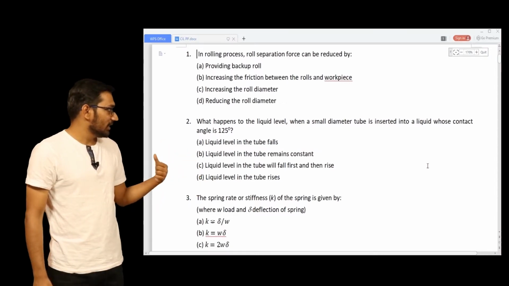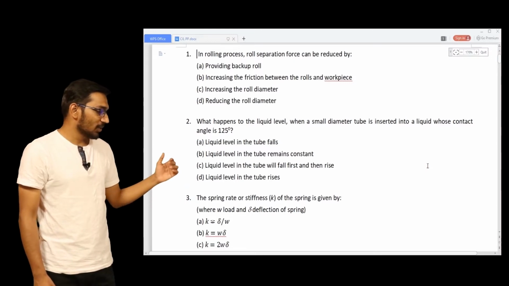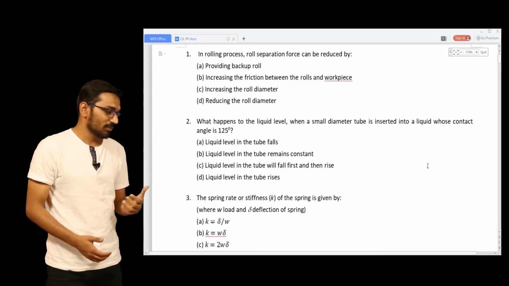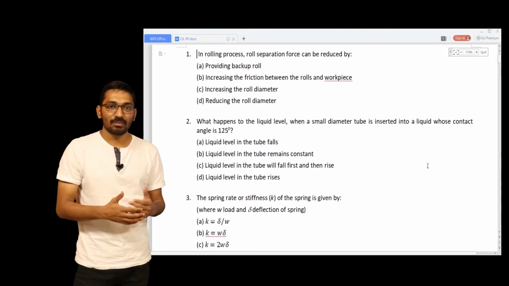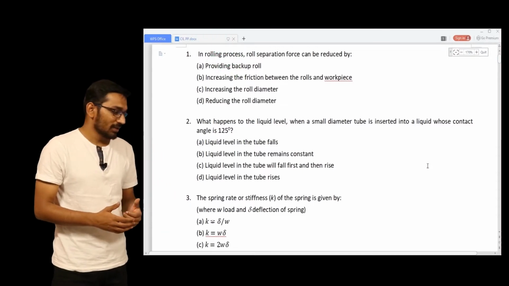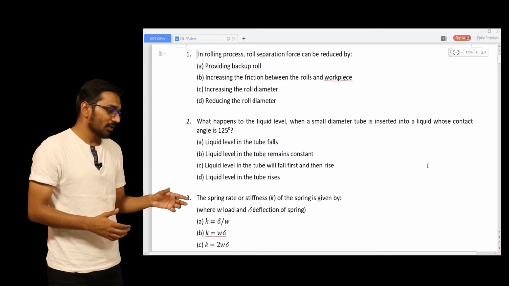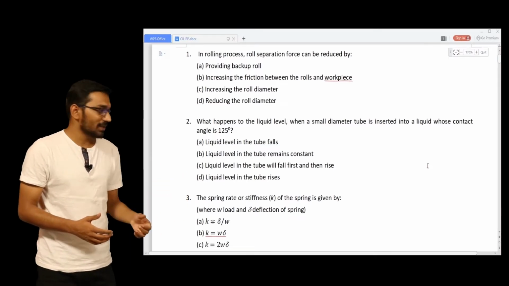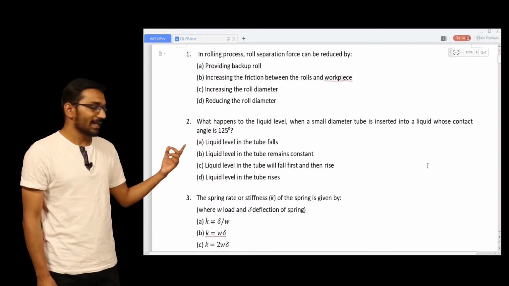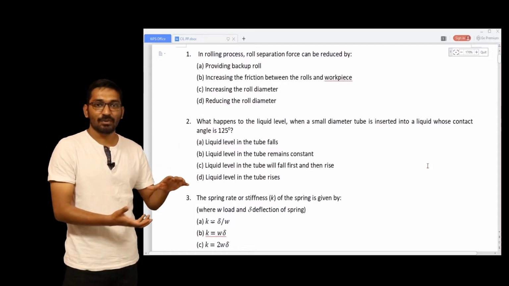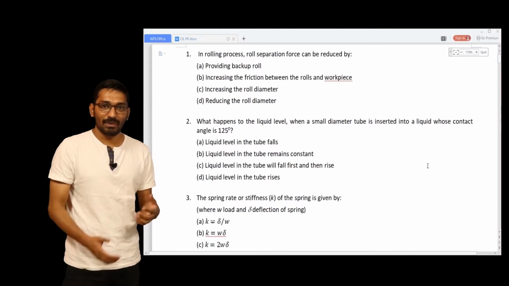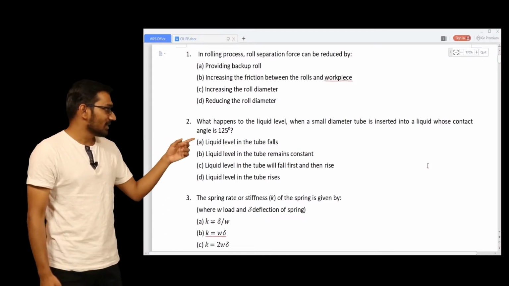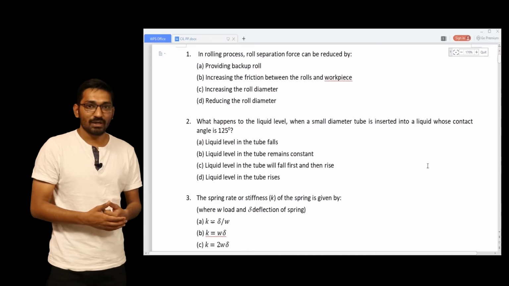So the first question in your previous year is that in a rolling process the roll separation force can be reduced by, right? Rolling process is your topic in your production engineering. So the question says how you can reduce the roll separation force. The options are: providing the backup roll. If you give the backup roll, then the area of contact with the workpiece increases and your separation force will increase. Next is increasing the friction between roll and workpiece.